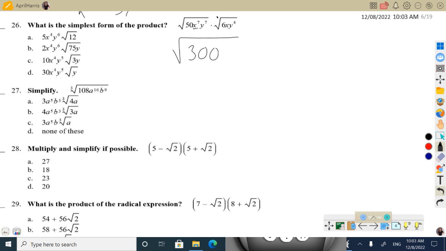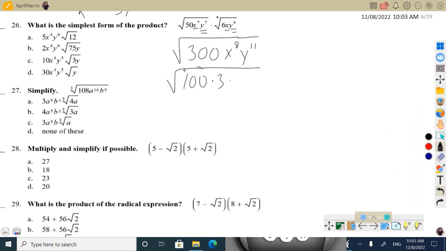X to the 7th times another x is x to the 8th. Y to the 7th times y to the 4th is going to be y to the 11th. Remember, when it's base times base, you add exponents. Biggest perfect square that goes into 300 is 100. 100 times 3. By the way, there is only one like that, so really C is going to be our answer, but let's review.